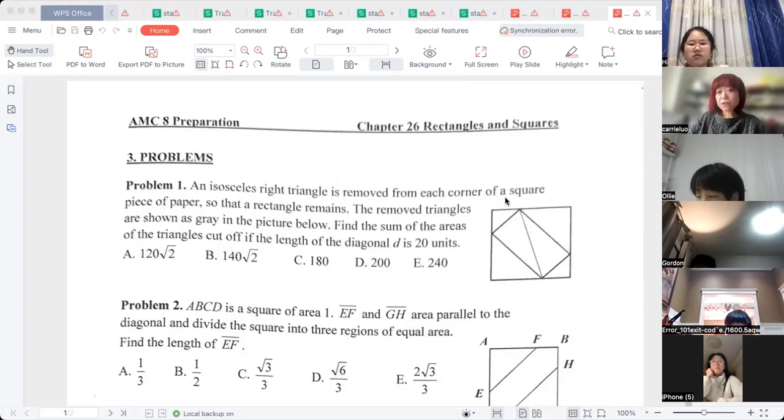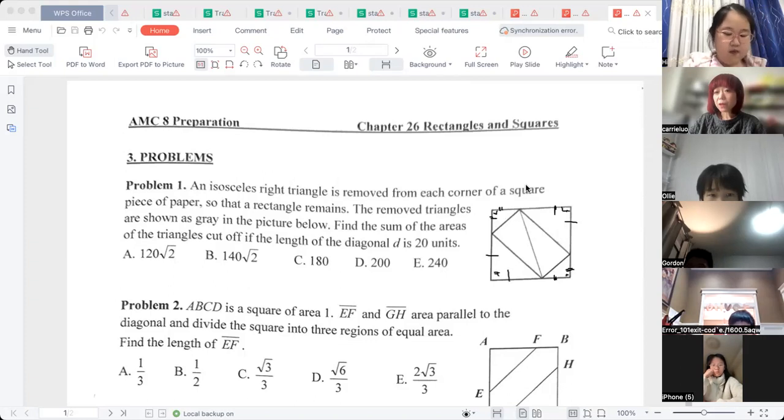So an isosceles right triangle has been removed from each corner of the square. That means these two lines are the same, and these two lines are the same, right? Because it's an isosceles triangle, and it's a right isosceles triangle. So obviously, these two are right angles. And these two lines are the same, and these two lines are the same. And these are our right triangles as well. Correct, everybody?